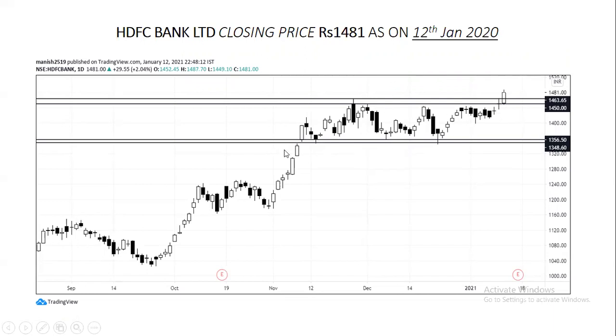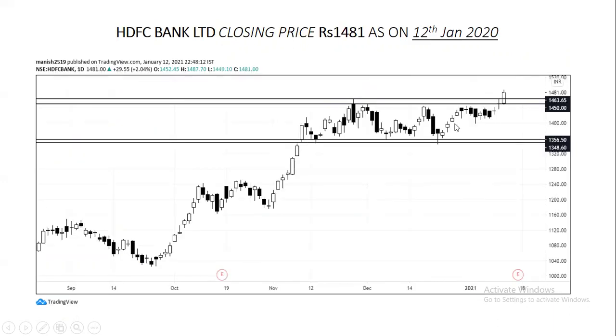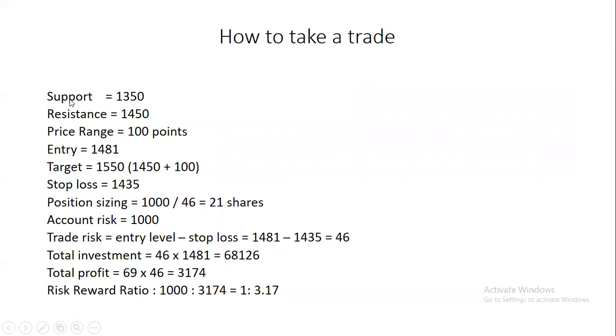So once again, support 1350, resistance 1450. So this range was 100 points. So stock price was just consolidating within a 100 points range from mid-November till mid-January. So this is almost 2 months, and price was just consolidating within 100 points. Now let's see how we can trade this counter for the coming trading session. Whenever you take a trade as per the support and resistance concept, you must write down all these points on your paper before you take the trade.